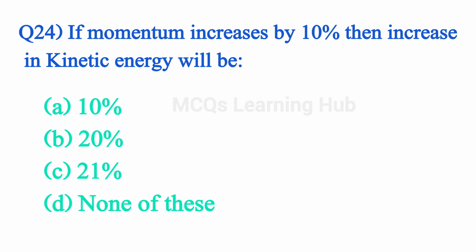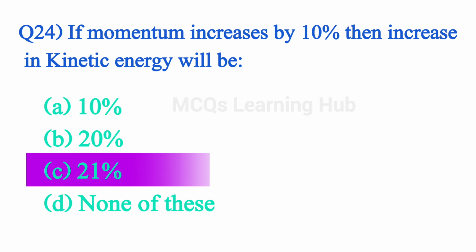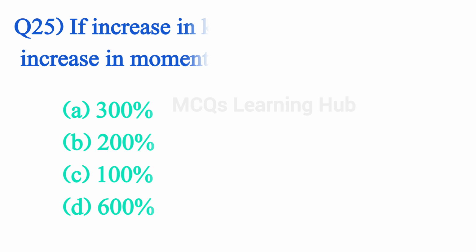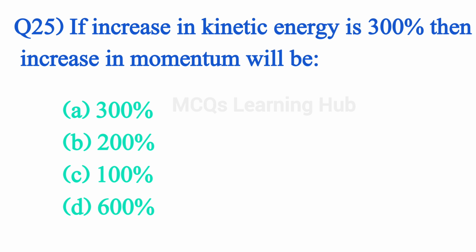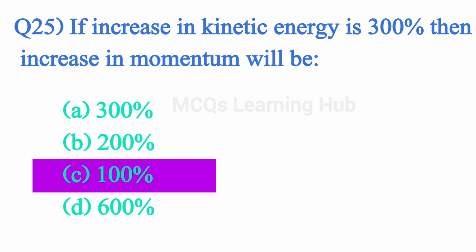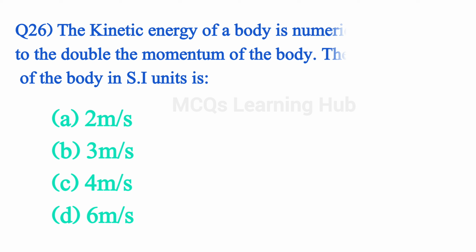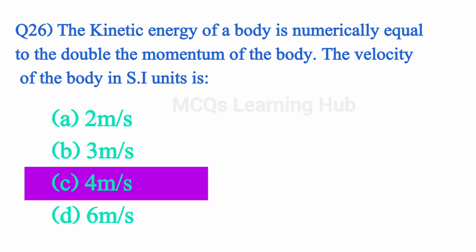If momentum increases by 10%, then increase in kinetic energy will be. Option C is correct. If increase in kinetic energy is 300%, then increase in momentum will be. Option C is correct. The kinetic energy of a body is numerically equal to the double the momentum of the body. The velocity of the body in SI units is. Option C is correct.